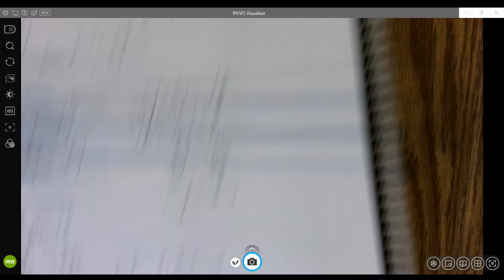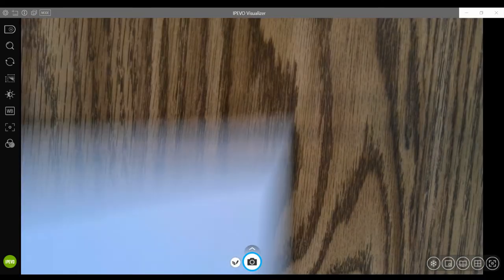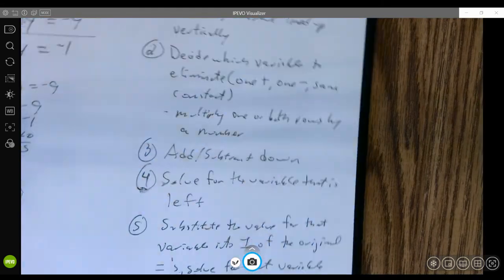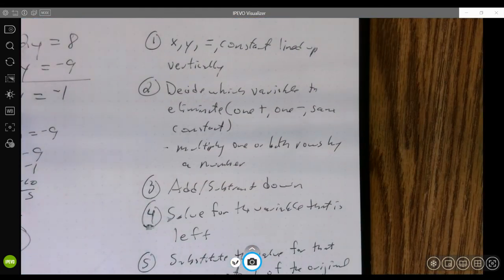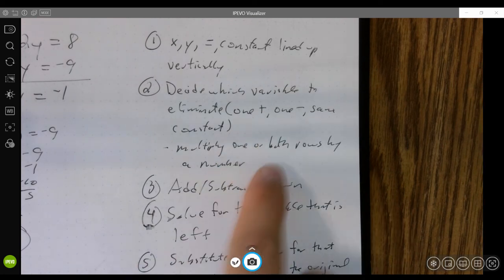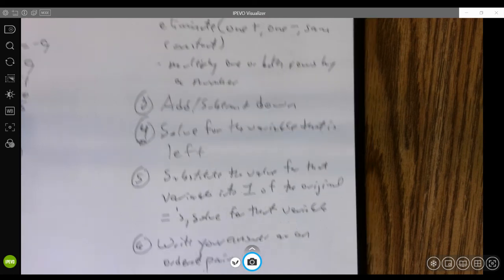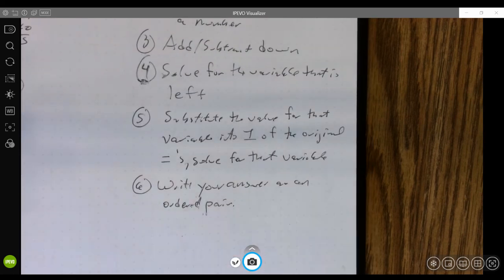Okay, so if you need to review those steps, we start with lining them up, which all of them were already lined up. Okay, we decide which variable we want to eliminate. Find one positive, one negative, and sometimes we need to change it into the same constant by multiplying one or both rows. We add or subtract down, and then you solve for the variable that's left. Now, substitute back in after that point. You'll get the other variable and write your final answer as an ordered pair.